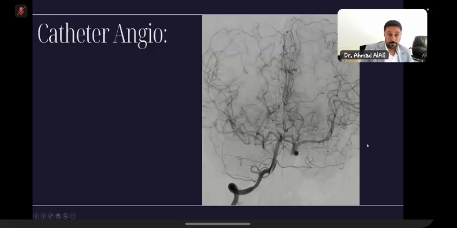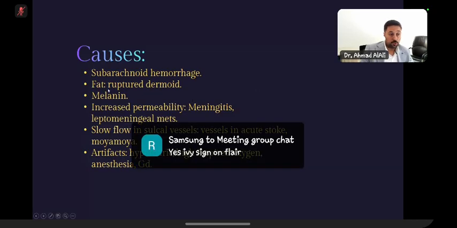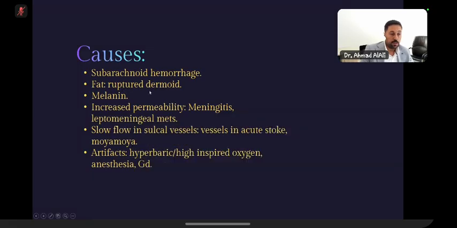vessel. So the causes of hyperintensity in FLAIR in the sulcal space are not limited to subarachnoid hemorrhage. You should broaden your differential diagnosis to consider the following. It could be fat, which could be caused by a ruptured dermoid; melanin, which can be caused by, for example, melanoma or melanoma metastatic deposits. It can also be caused by meningitis since it causes increased permeability.